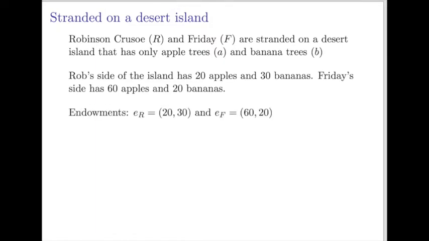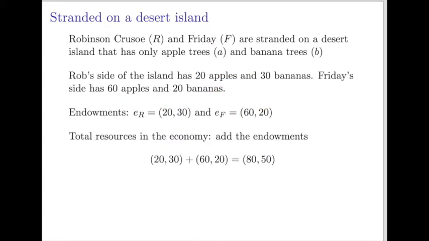So Rob's endowment is 20 apples and 30 bananas, which we'll denote by a vector. The first element is the number of apples, and the second component of this vector is the number of bananas. And this is the same for Friday. That's the number of apples he has, and the number of bananas he has is the second component. Right, so these are the two endowments. So the total resources available in the economy are 80 apples and 50 bananas. There's 20 apples on one side of the island, 60 apples on the other, so altogether there are 80 apples. There's 30 bananas on one side and 20 bananas on the other side, so altogether that makes 50.